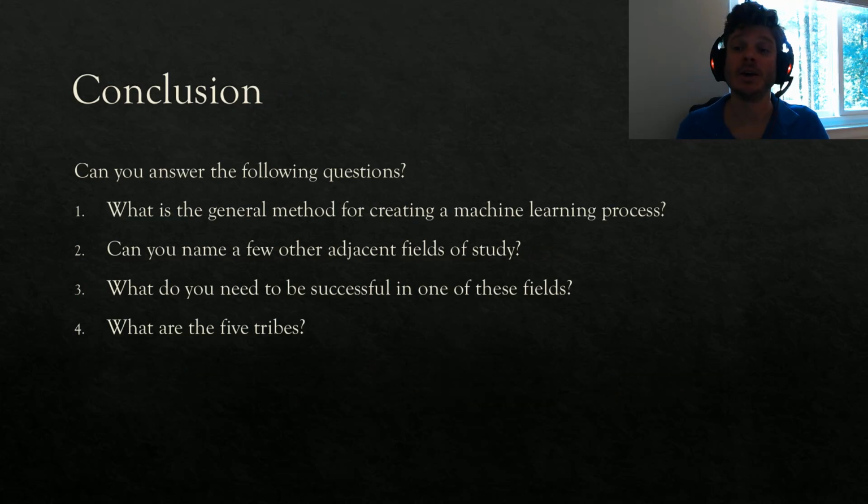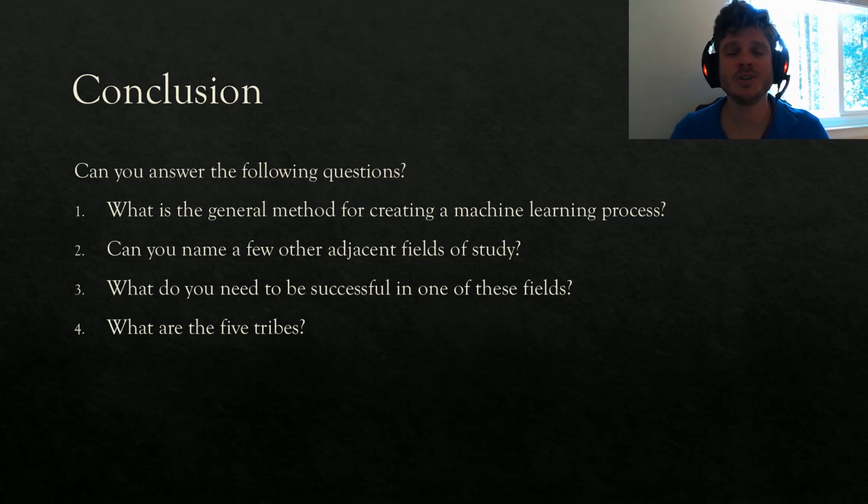All right, so let's wrap up this video now. So can you answer these following questions? So first of all, what is the general method for creating a machine learning process, right? What's just the very generalized steps? Number two, can you discuss a few other adjacent fields of study? AI, data science, how do they kind of relate to machine learning? How does this whole thing kind of fit together?